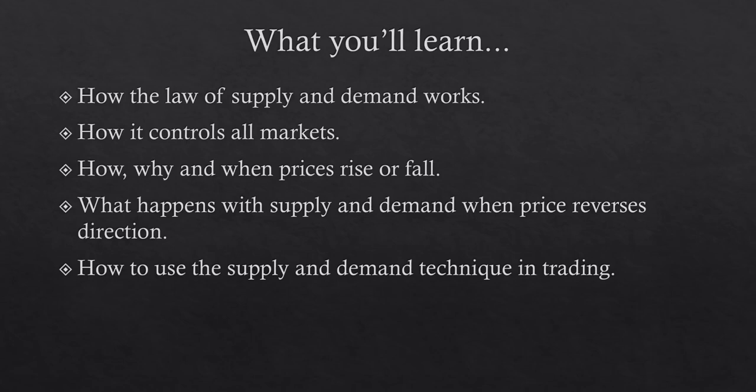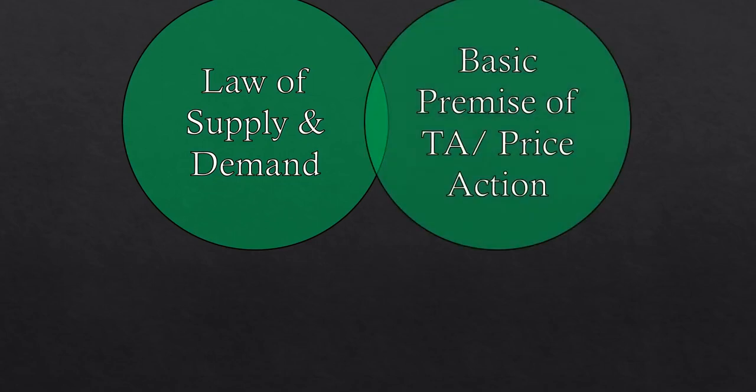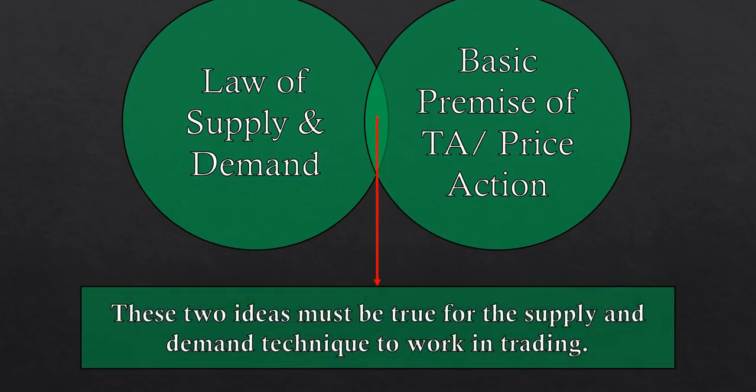There are two sides of the supply and demand technique when it comes to price action trading. We first must apprehend how the law of supply and demand works, which is an idea from economics, and then we must align this idea with the basic premise of technical analysis and price action reading, which is that we can use the recent past of price to understand its near future. Without these two elements combined together, it's impossible to use the supply and demand technique effectively.